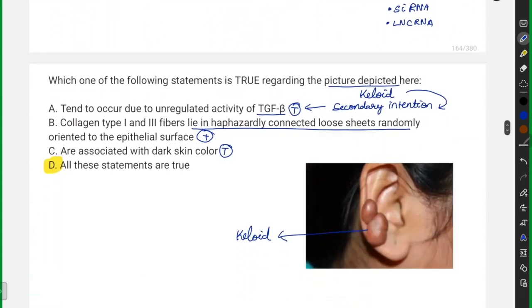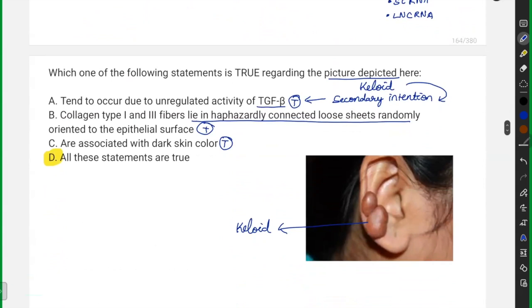Now, coming to the last part of the discussion, that is going to be tissue repair. So, the last part of the discussion as far as your wound healing is concerned.